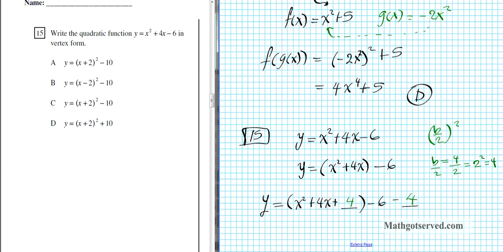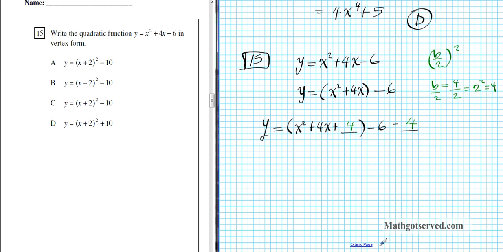And then when we do that, we can now factor the perfect square trinomial we created. We root the first and the last, and bring down the middle sign. So this is now going to become y equals x plus 2 quantity squared, minus 6 minus 4 is minus 10. And as we can see, our answer is option letter A.